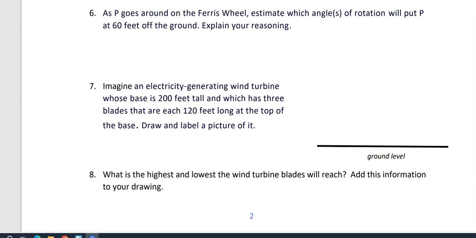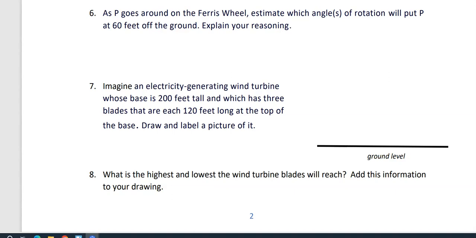So in problem number 6, I'm not asking you to actually solve for the exact radian measurement, but to rely on the unit circle, whether you're looking at the one divided into 12 parts or the one divided into our two special right triangles, and just try to figure out between what two radians I should expect the Ferris wheel to be 60 feet above the ground.